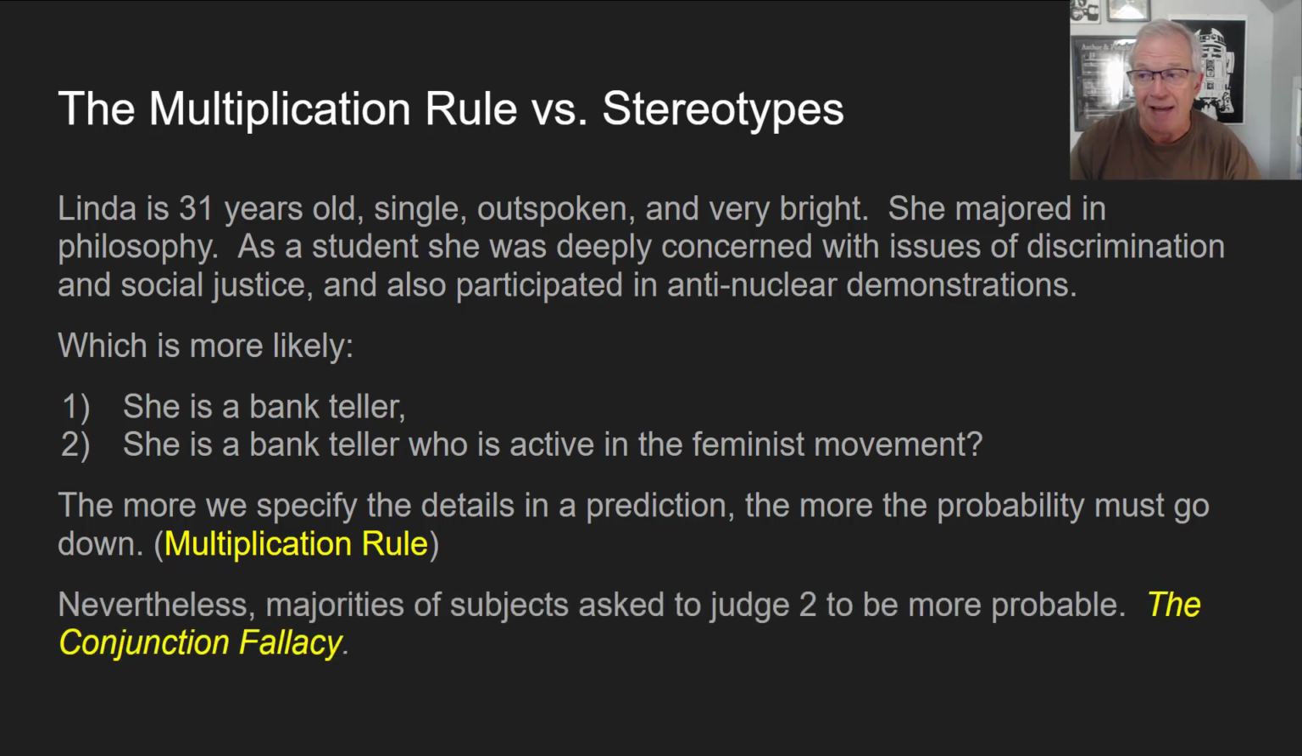Nevertheless, majorities of subjects asked to judge say they judge two to be more probable. And Kahneman calls this the conjunction fallacy. It's the mistake of failing to see that when we specify a situation in more detail, the probability that it's all true goes down.